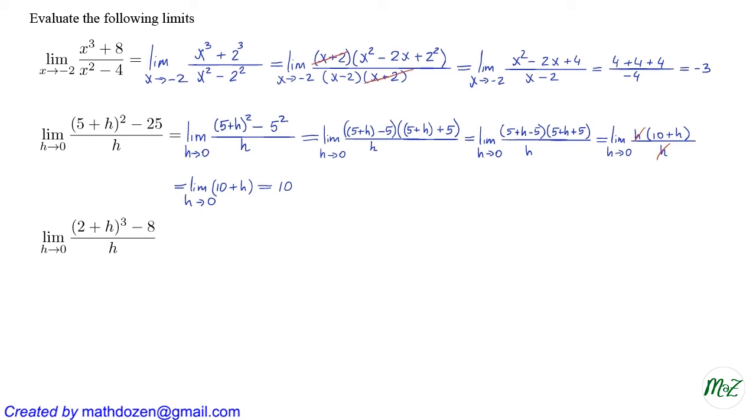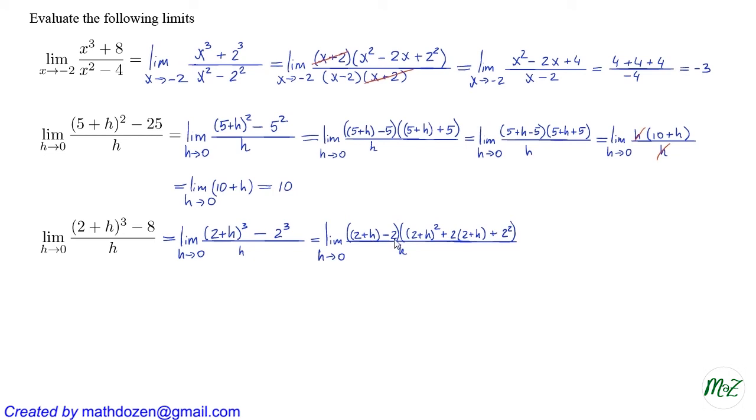And with the third limit, we take a similar approach, but this time we use the fact that 8 is the same as 2 cubed, and we have a difference of cubes here. And difference of cubes factors into a minus b times a squared plus ab plus b squared. So this is a minus b. This is a squared, this is b times a, and this is b squared. And this expression, 2 plus h minus 2, 2 and -2 will disappear.